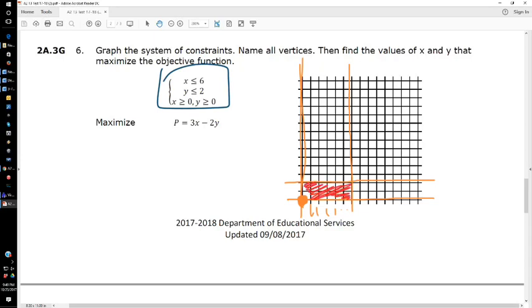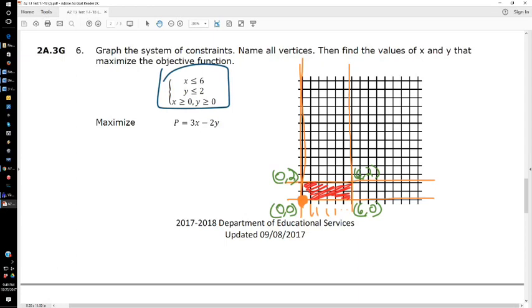So we got our 4 points. Let's label these real quick. So this is 0, 0, 0, 2, 6, 2, and 6, 0. Those are the points we're going to plug in to our formula and see which one is the biggest, because they want to maximize. If they wanted to minimize, we'd look for the smallest.